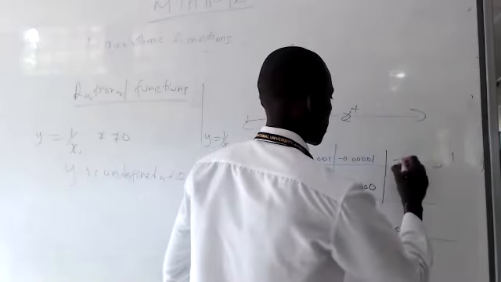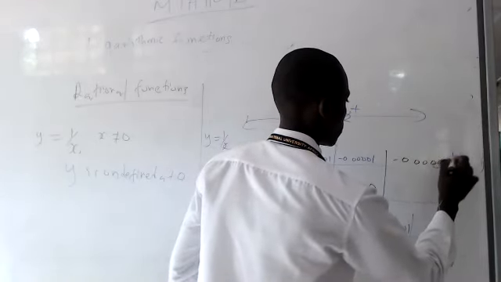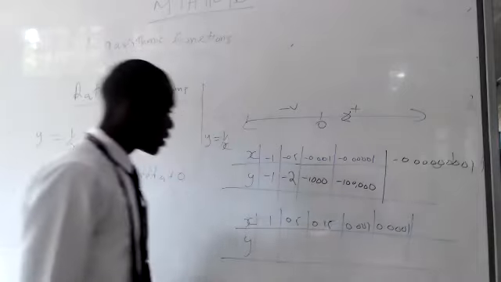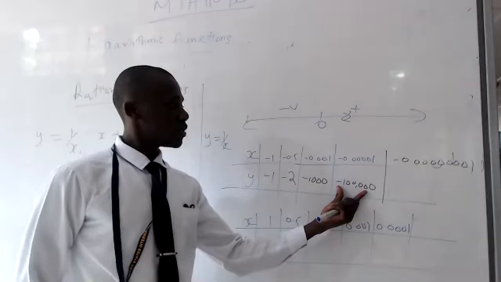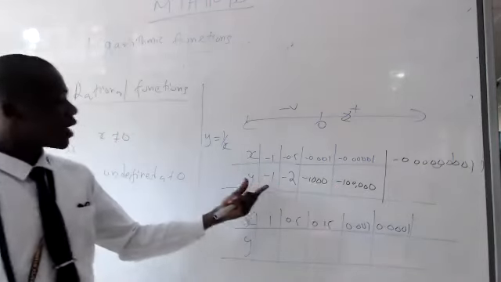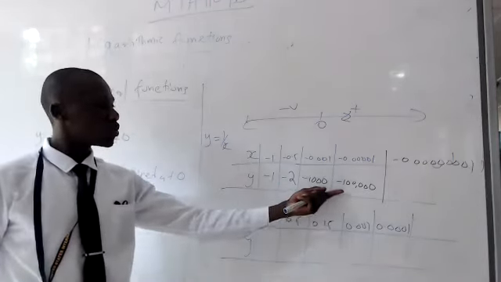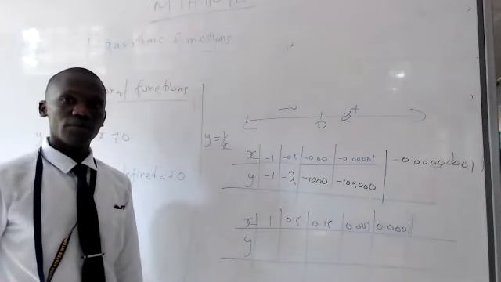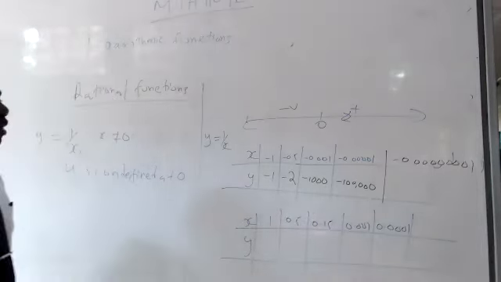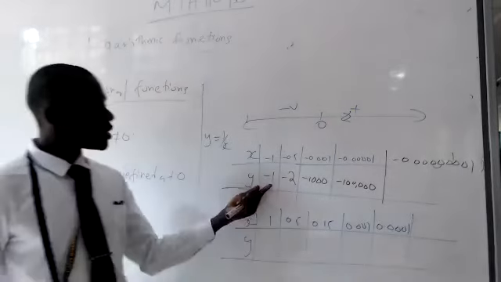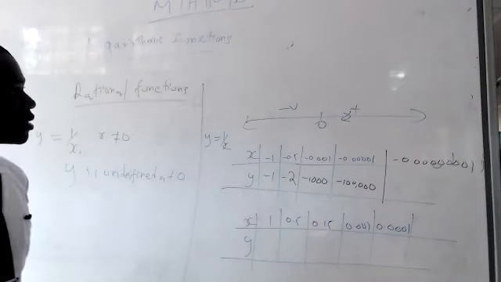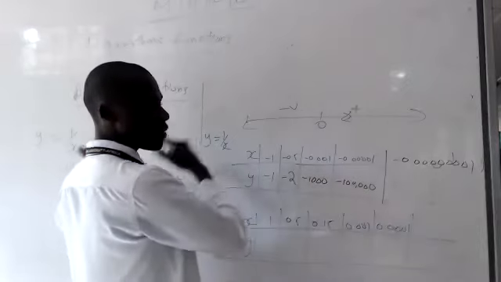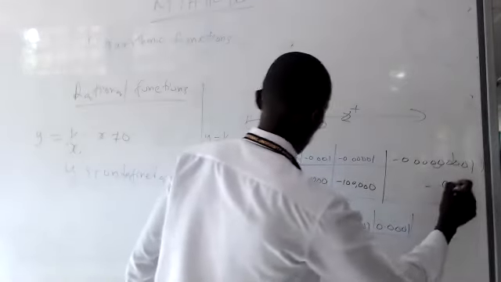What if I put something like -0.0000001? What do you expect? Do you expect a number bigger than this or smaller than this? What's the trend here? Are the values of y increasing or decreasing? They're decreasing, they're going to -infinity. You approach 0 from the left-hand side, you go towards -infinity.